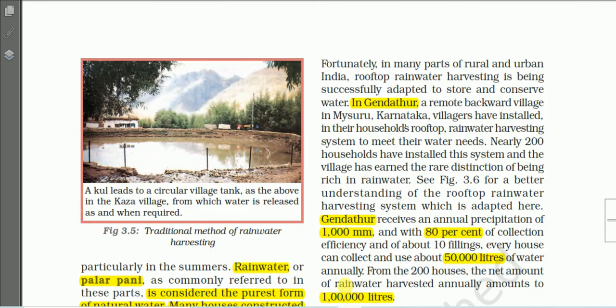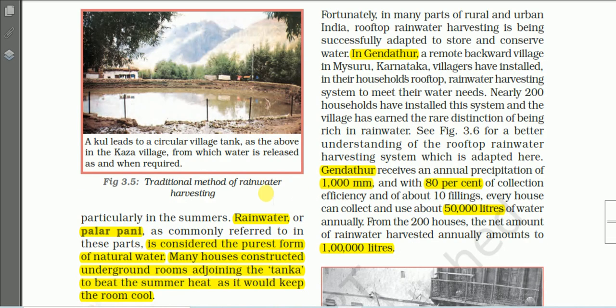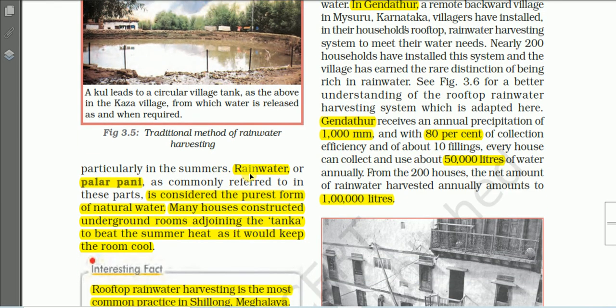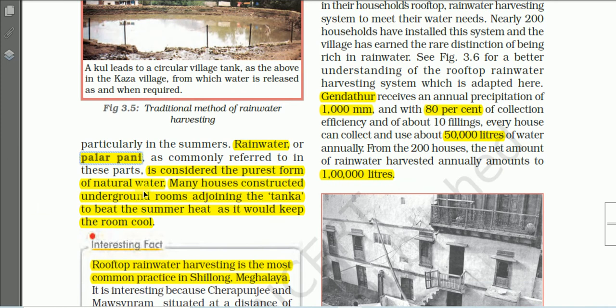In Rajasthan, rainwater is locally known as Palar Pani and is considered the purest form of natural water.